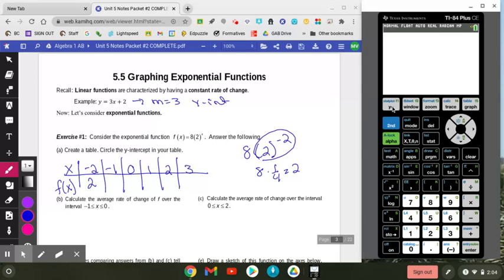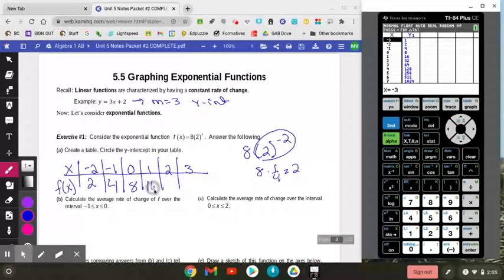So I'm going to go to y equals, and I'm going to do 8 times 2 caret to the x. And then I want a table, so I'm going to do second graph to see my table. And I can use the arrows to see more of my table. So you see -2 does indeed equal 2. -1 is 4. 0 is 8. 1 is 16. 2 is 32. And 3 is 64.